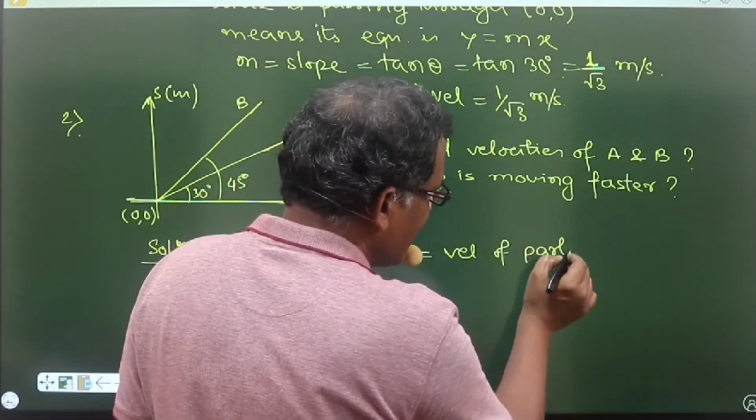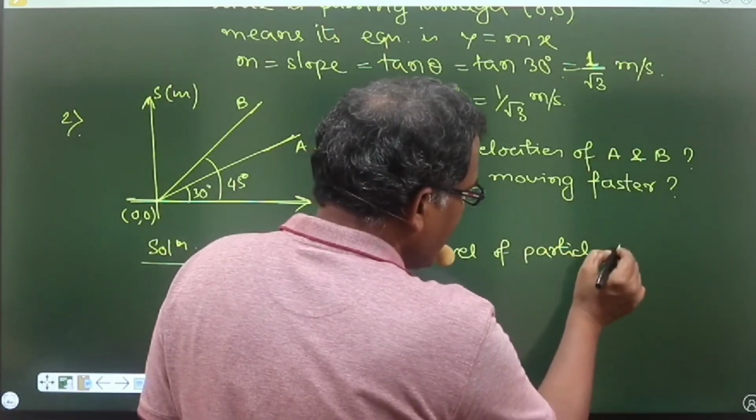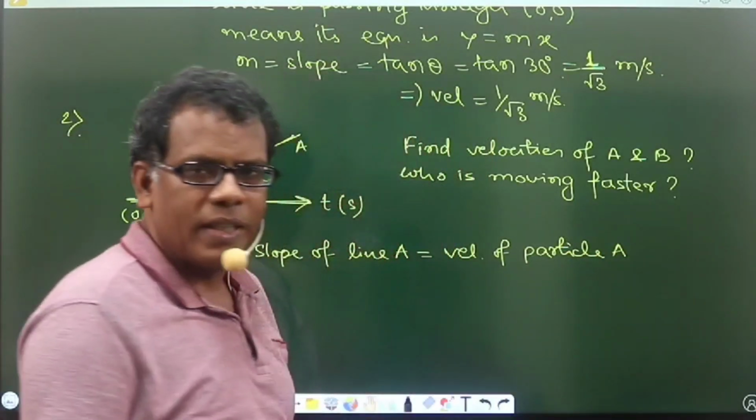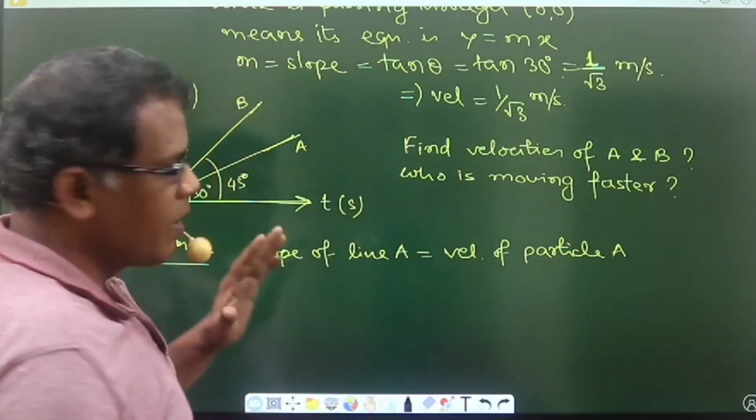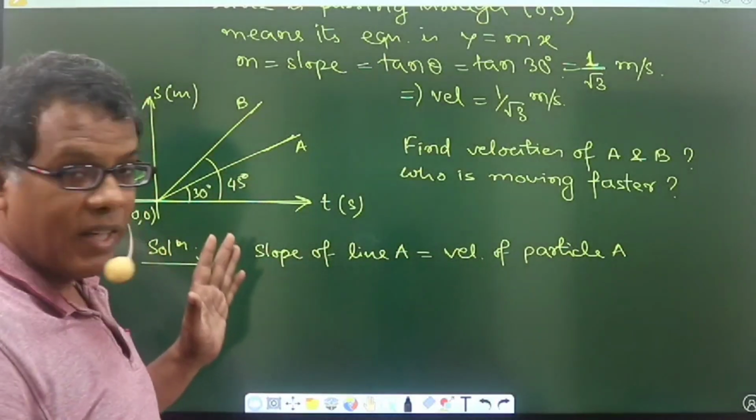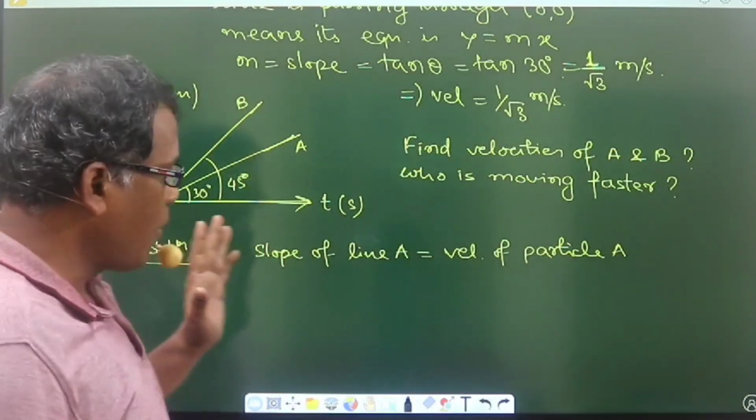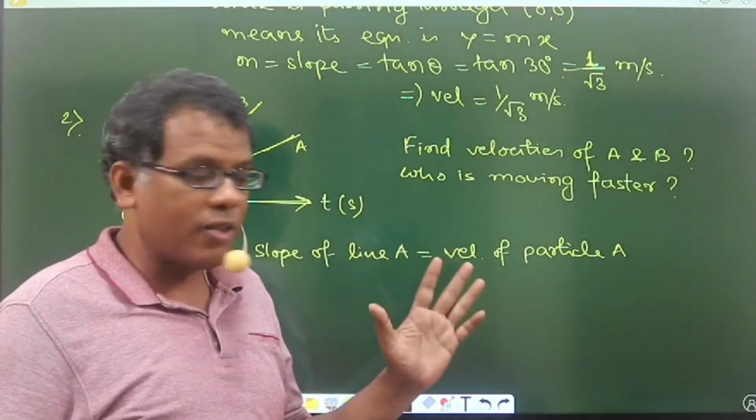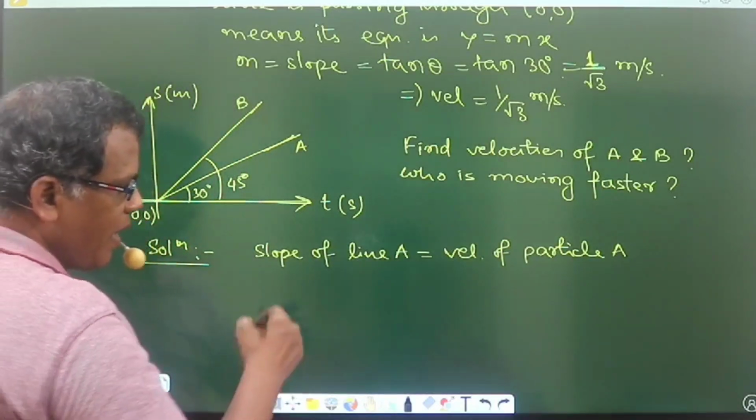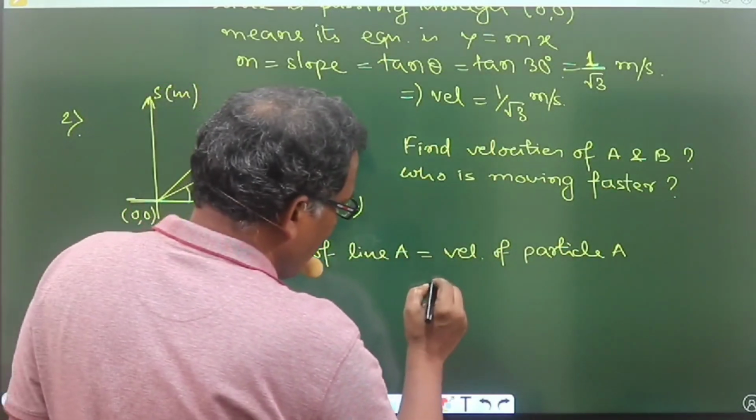If I consider these are two distinct particles, so let A be one particle and B be another particle, their displacement-time relation is given in the graph, right? So from that we need to know their respective velocities. The velocity of particle A will be the slope of the line.